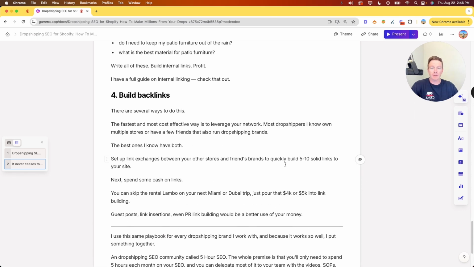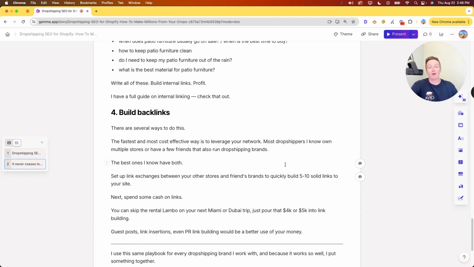And last but not least, number four, build backlinks. Okay. There are several ways to build links. The fastest and most cost-effective way is to leverage your network. Okay. Every dropshipper I know owns multiple stores and definitely runs in circles with other dropshippers. So the best ones I know do both. They have like 5 stores and they have like 5 friends who all own 5 stores. It's 25 stores. You can set up backlink exchanges between you and your homies. So you can quickly build 5 to 10 to 15 and up to 25 links for free.